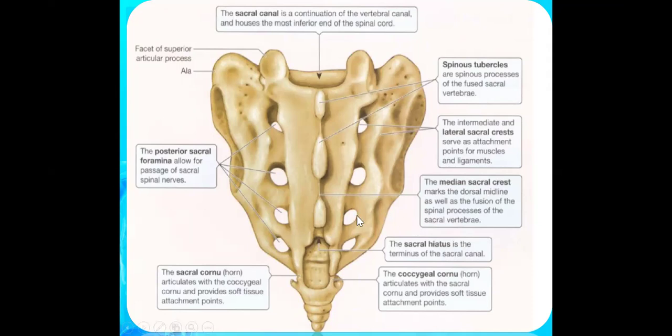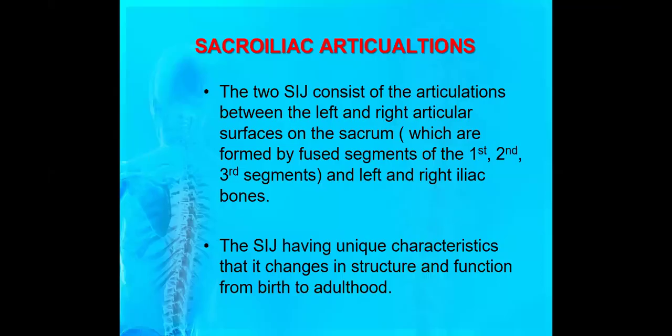So this is the osseous structure, the posterior view of the sacral spine. The sacroiliac articulation, or the sacroiliac joint, the two sacroiliac joints on the right and left side, is the joint between the left and right articular surface of the sacrum, which are formed partially by the first and third and completely by the second.